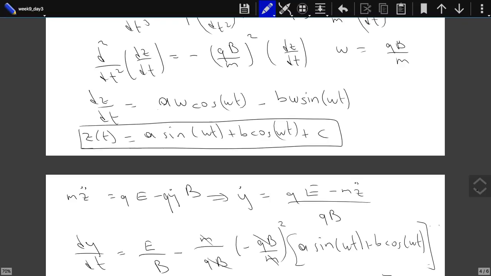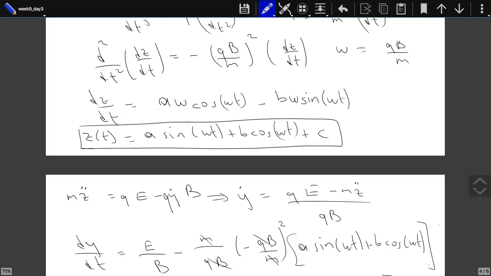So this, I just put it back. Now remember, omega squared is q squared b squared over m squared. So y dot just turned out to be e over b minus m over qb. Well, there is a minus sign over here, another minus sign over here, so that makes a plus. And omega squared is q squared b squared over m squared, a sine omega t plus b cosine omega t. This is my y dot. Let me just make some simplifications. qb over m, they cancel one of them.